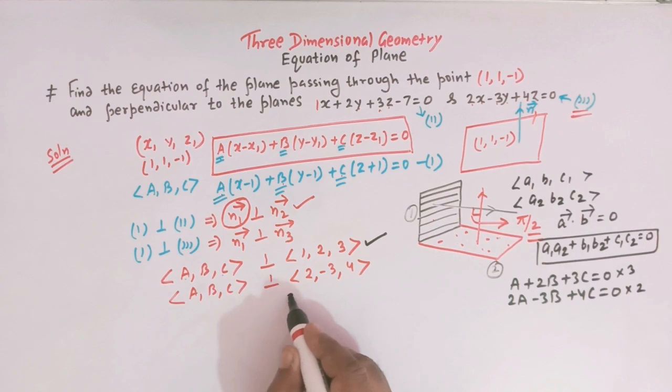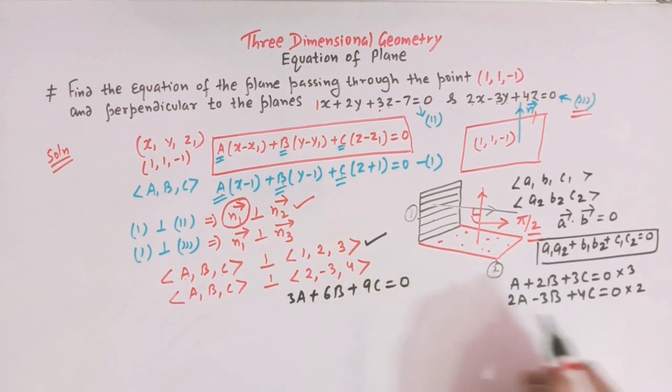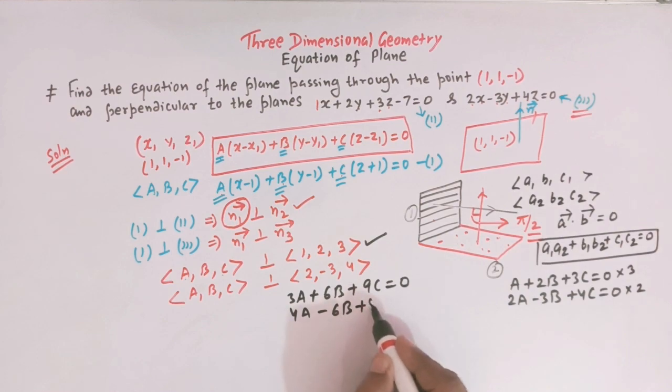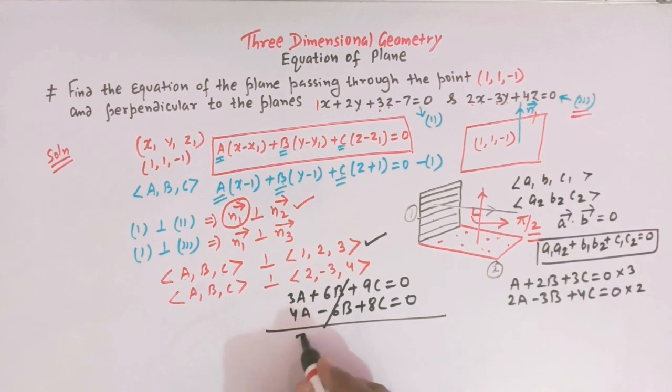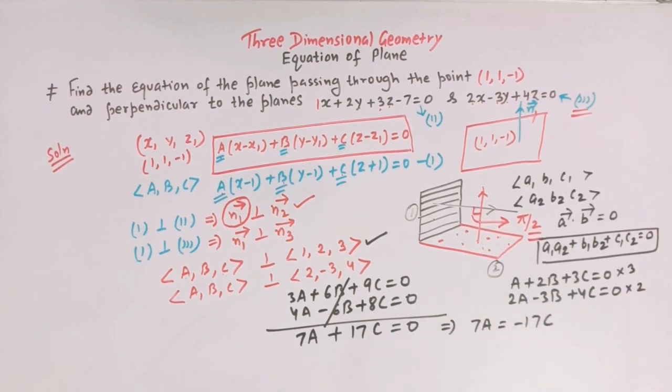So let us rewrite the equation. Here we'll have 3a plus 6b plus 9c is equal to 0, and here we have 4a minus 6b plus 8c is equal to 0, right? Now let us add these two equations. As 6b and minus 6b get cancelled, here we'll get 7a plus 17c is equal to 0, right? So now we have two variables. So we can now write this equation as 7a is equal to minus 17c, right?